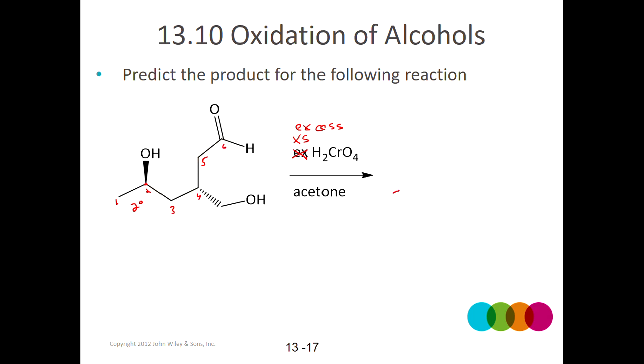I expect carbon 2 to be oxidized from an alcohol to a ketone. Carbon 6 is already a carbonyl, but it's an aldehyde. As long as there's still a hydrogen on that carbon, the stronger of these two oxidizing agents will continue to oxidize it. So I expect carbon 6 to be converted into a carboxylic acid.